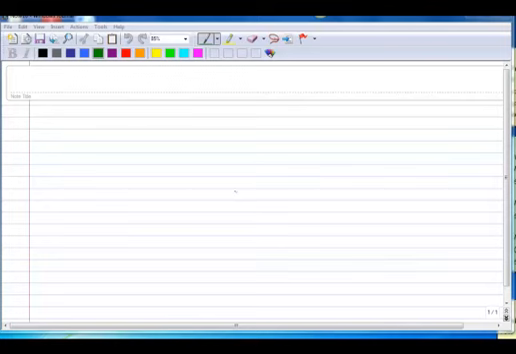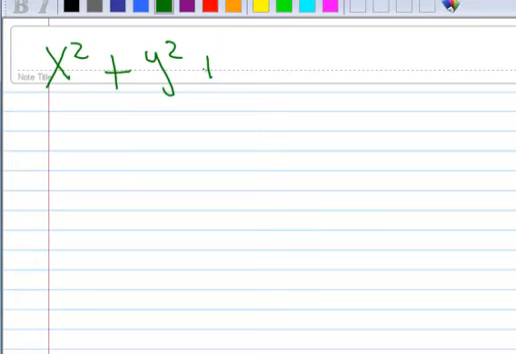Okay, in this example, we are going to convert from general form to standard form. So let's start with an equation: x squared plus y squared plus 4x plus 6y equals 3. Okay. So this is in general form, and we want to convert it to standard form.